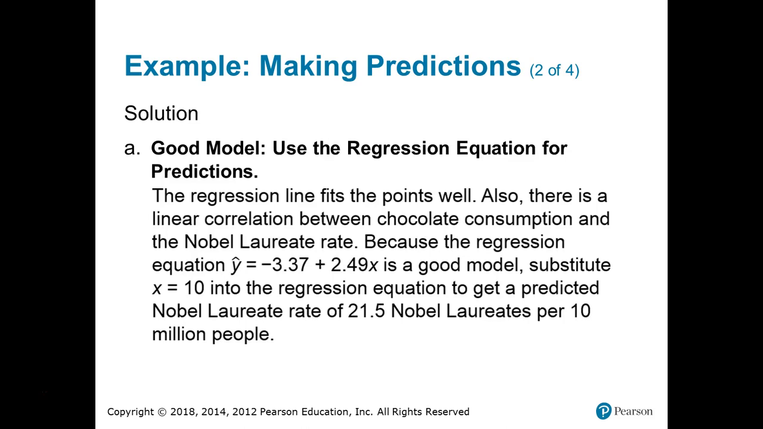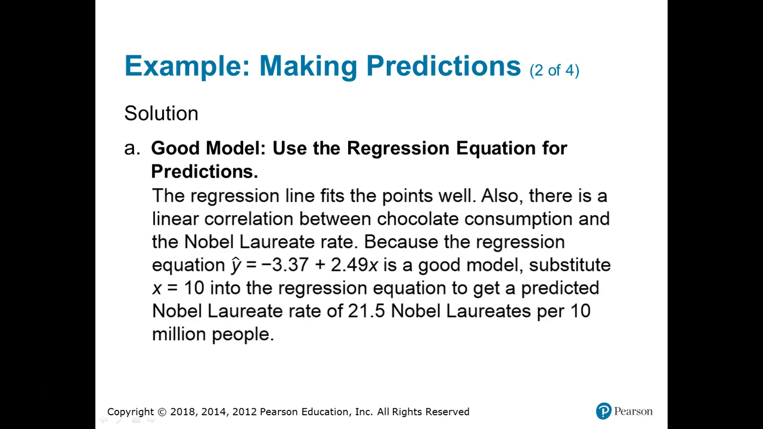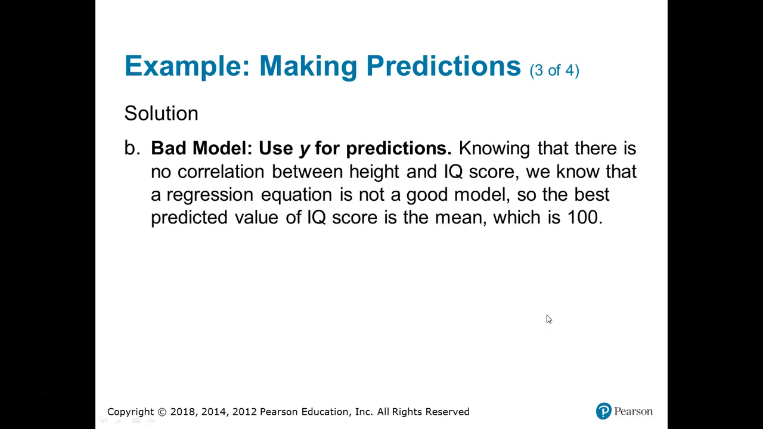Scenario A will be a good model. The regression line fits the points well, and there is a linear correlation between the two variables. Because the regression equation is given as this, and that's a good model, we just plug in 10 for x, and then we get our y hat, a predicted Nobel Prize rate of 21.5 Nobel laureates per 10 million people. So now they tell us what that means. About time.